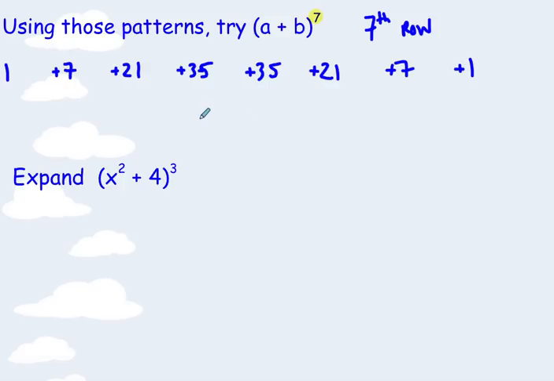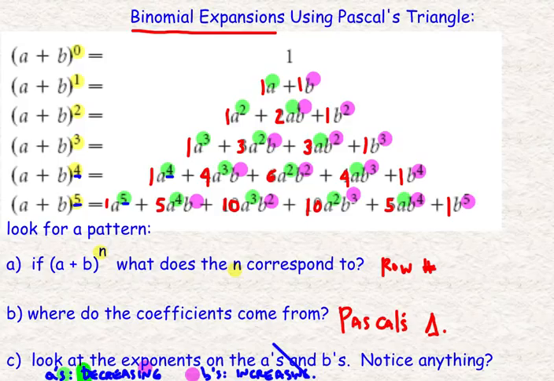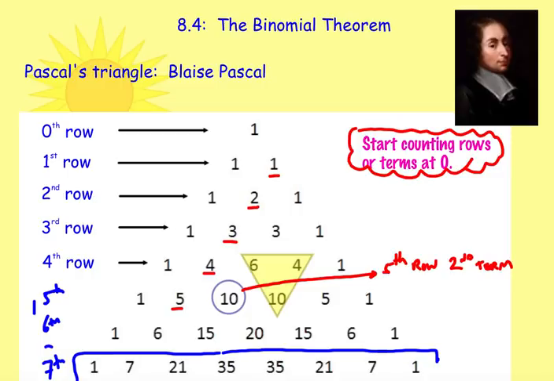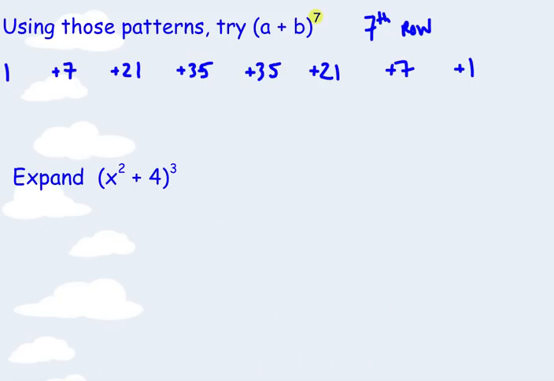Okay, so we have our coefficients written out. Let's just make sure it was right: 1, 7, 21, 35, 35, 21, 7, 1. Okay, there are the coefficients. Now the next thing is we need to look at what's going on with the first thing in the binomial, which is an a.